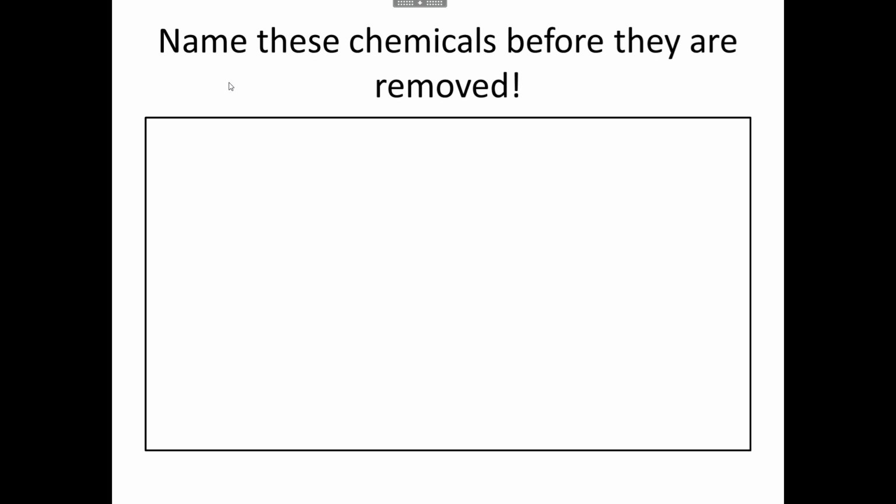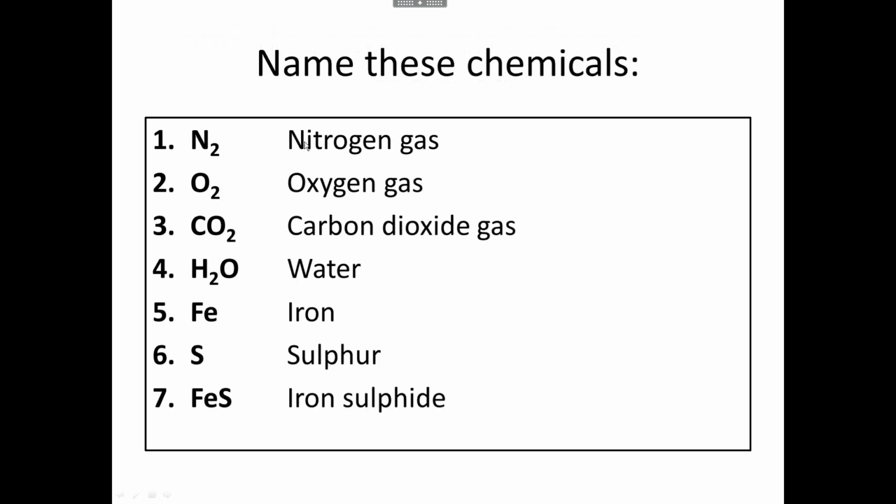Okay, all of the chemicals have been removed from the mixture. They went pretty fast. How many were you able to name before they disappeared? Well, N2 is nitrogen.